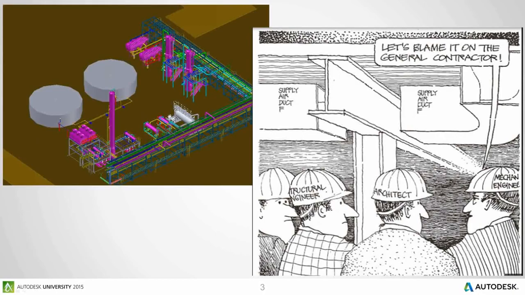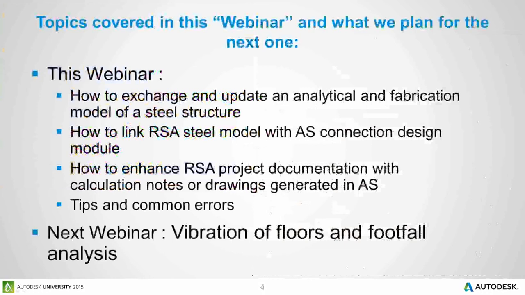In this webinar, we'll focus on bidirectional model exchange between Advanced Steel and Robot, as well as introduce the interoperability between Plant 3D and Robot. We'll also look at the connection design in Robot and Advanced Steel and show the way of adding Advanced Steel output to RSA documentation. In the next webinar, we'll get you familiar with vibration of floors and footfall analysis.